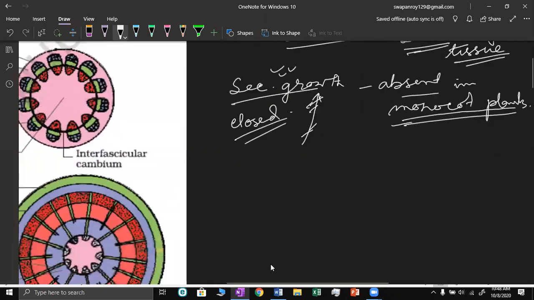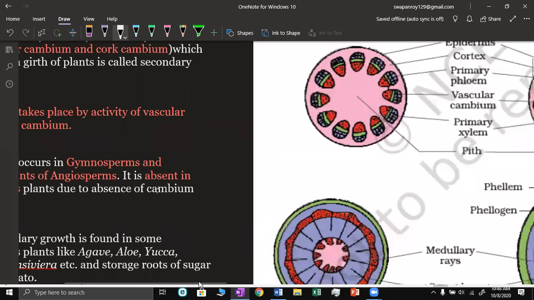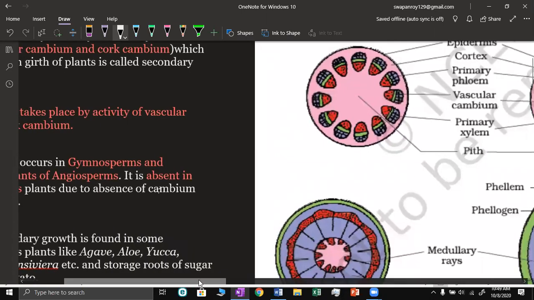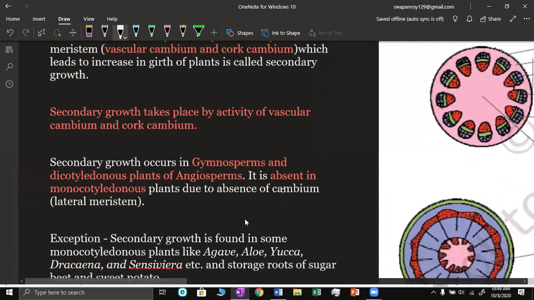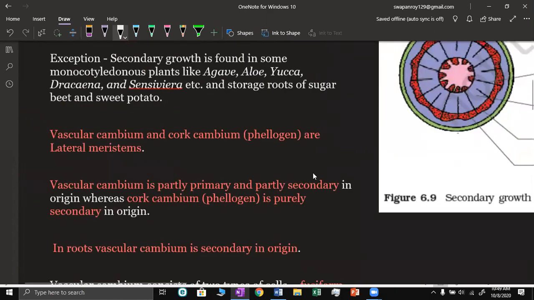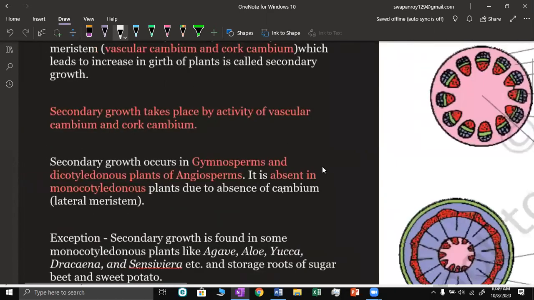Of course, there are some plants in monocots where secondary growth does take place. So what happened actually?